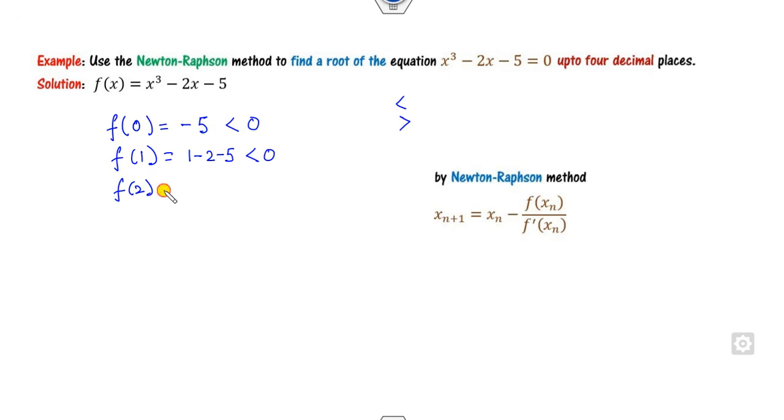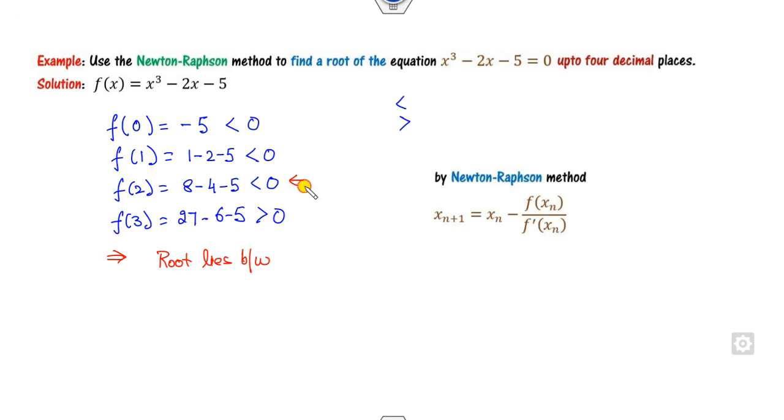What is f(2)? It is 8 minus 4 minus 5, which is again less than 0. What is f(3)? It is 27 minus 6 minus 5, which is greater than 0. So what is the meaning of that? The root lies between, what are those? These two numbers have opposite signs. So we can say the root lies between 2 and 3.